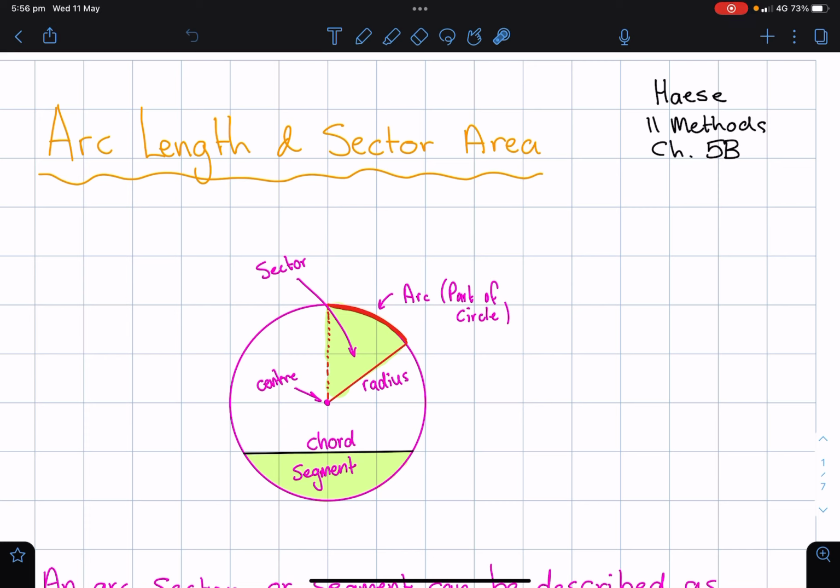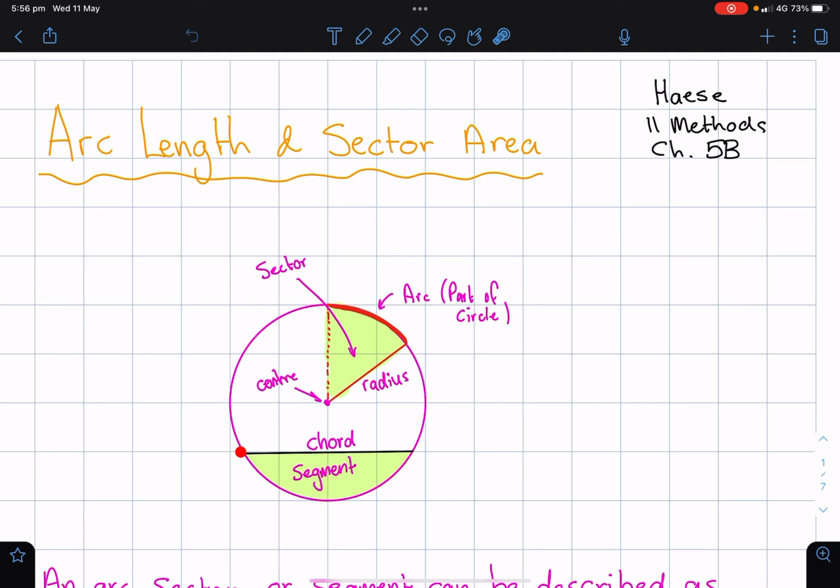So please have a look at this diagram here, all right? It gives us all of the information we're going to need to know to understand the questions coming. So we have a circle with the center point here. We have our radius, okay?